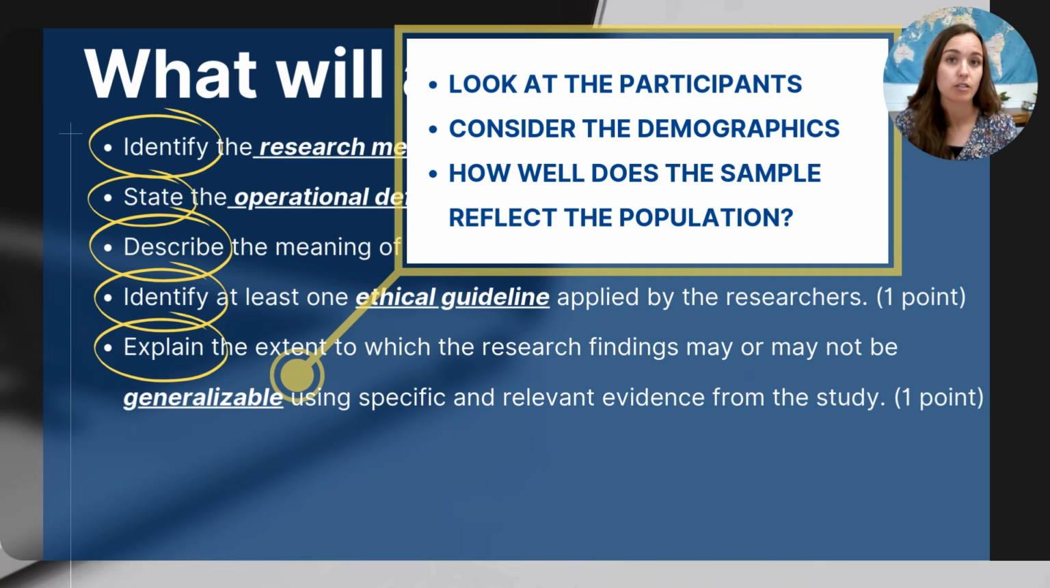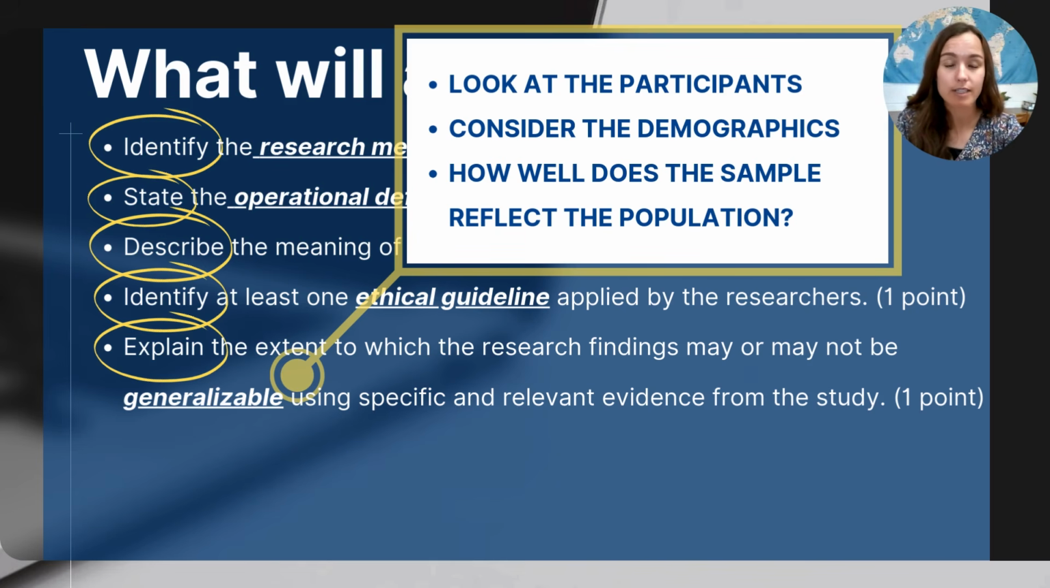Now, the fifth task in the AAQ is to explain the extent to which the research findings may or may not be generalizable. Now, generalizability refers to the extent to which a study can be generalized or applied broadly to the larger population. So, your task will be to evaluate the participants in this study. You'll be looking at the sample, and you'll want to notice the demographics of the sample and see if they represent the population that's being studied, or if they don't accurately represent the population being studied.